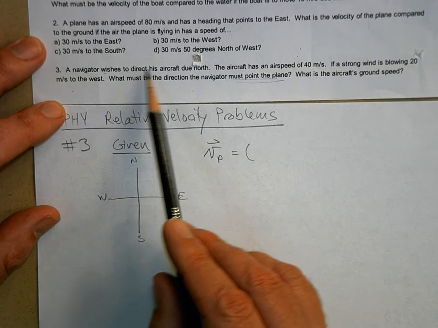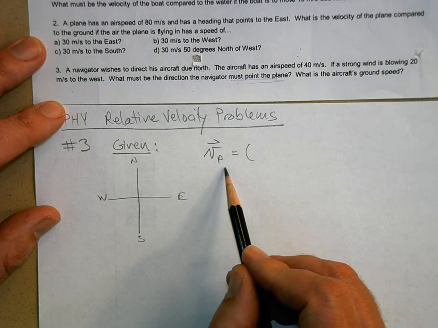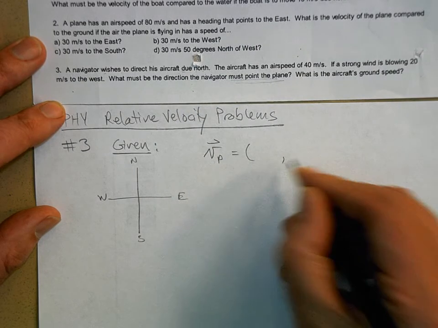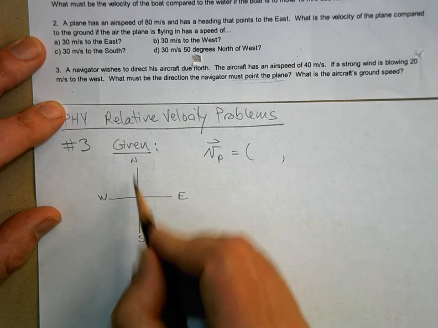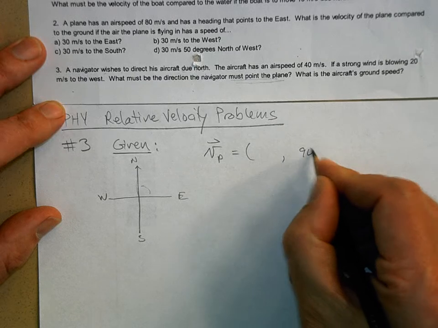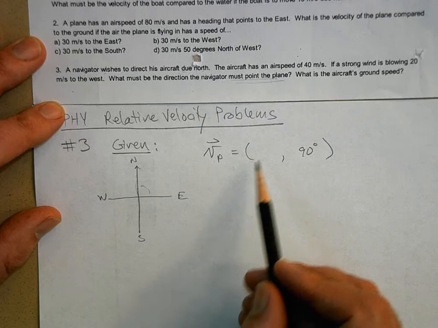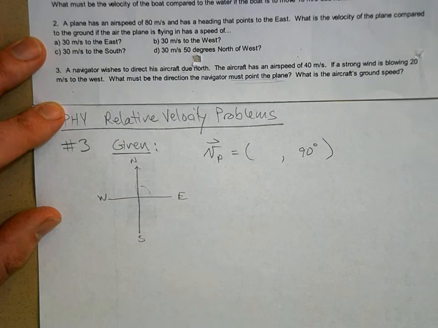A navigator wishes to direct his aircraft due north. So that means we want the velocity of the plane to be due north. Well, what direction is due north? That's 90 degrees. Okay? But we don't know how fast the plane is actually going to be going. That's what we want to try to find.